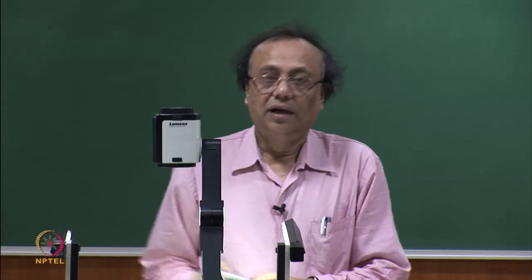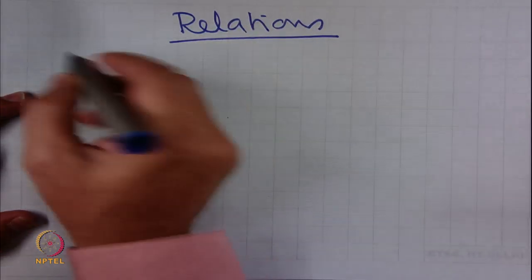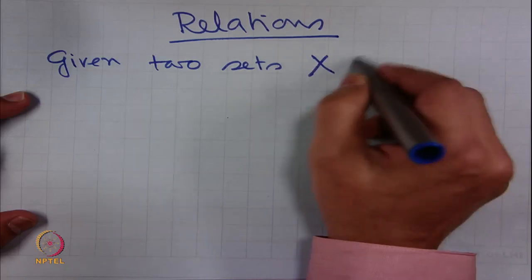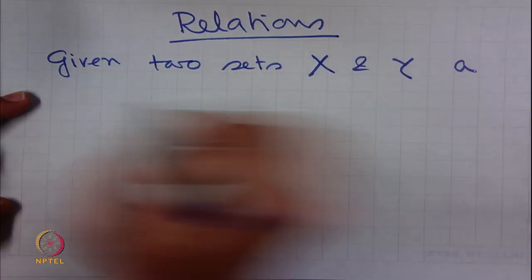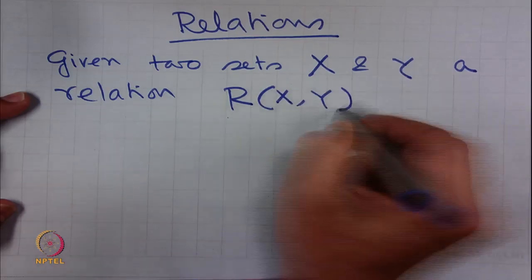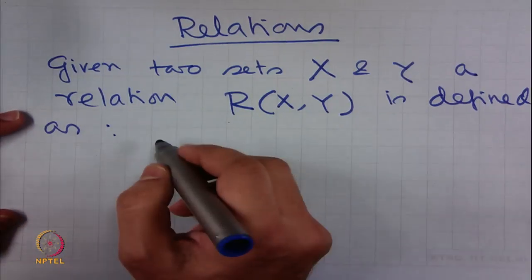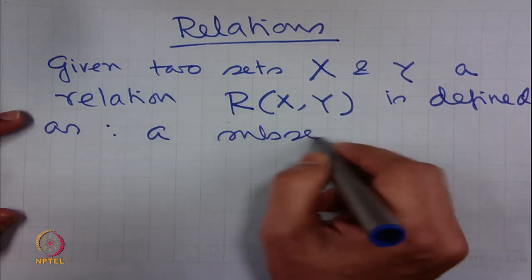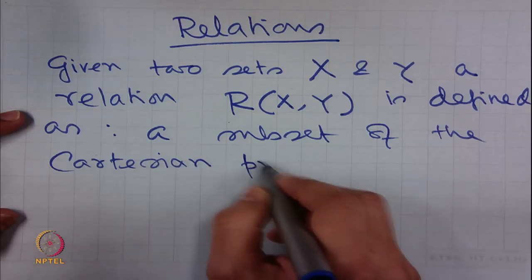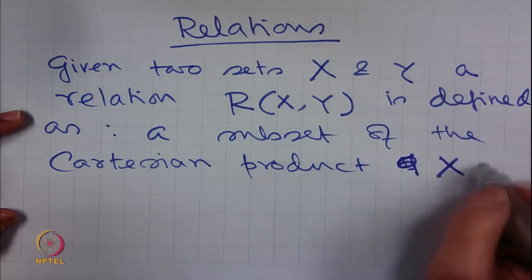In the last class, I introduced you to the concept of relations. Given two sets X and Y, a relation R(X, Y) is defined as a subset of the Cartesian product X cross Y.